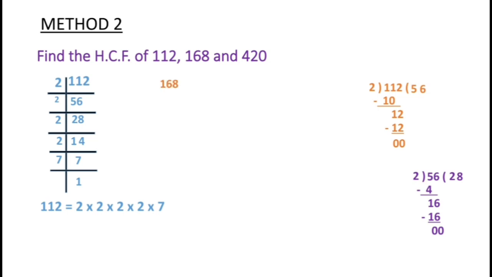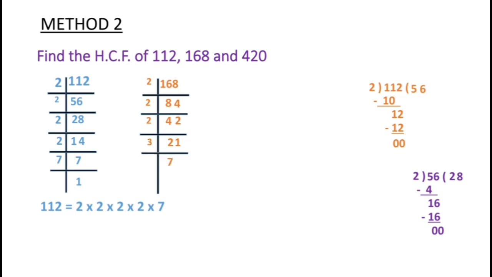Now using prime factorization method, let us find the factors of 168. Now again we will use 2 table first. 2 8s are 16, 2 4s are 8. Again 2 4s are 8, 2 2s are 4. 2 2s are 4, 2 1s are 2. Now 21 cannot be divided by 2 table. So what we will do? We will go to the next number 3.